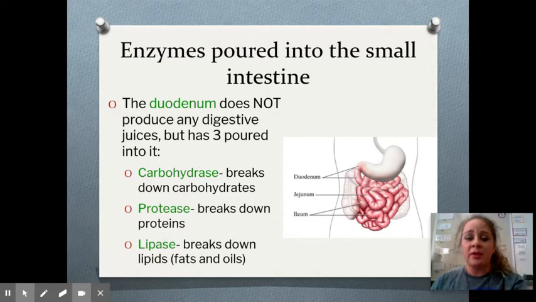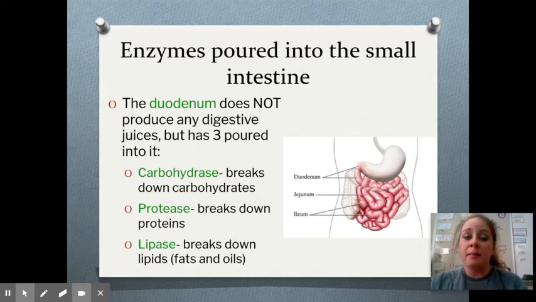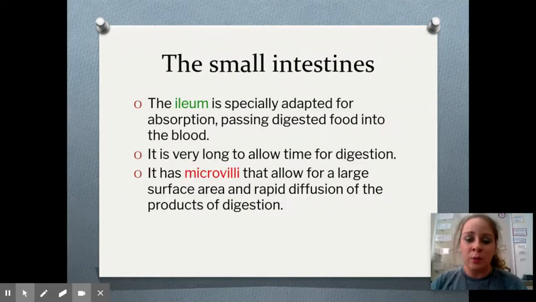If you look, the duodenum, that's a good word too. Duodenum. Okay, it does not produce any of those digestive juices that we talked about, but has three poured into it. Okay, you can kind of see in the picture what that looks like in your body. So carbohydrase breaks down carbohydrates, protease breaks down proteins, and lipase breaks down lipids, which are just fats and oils.